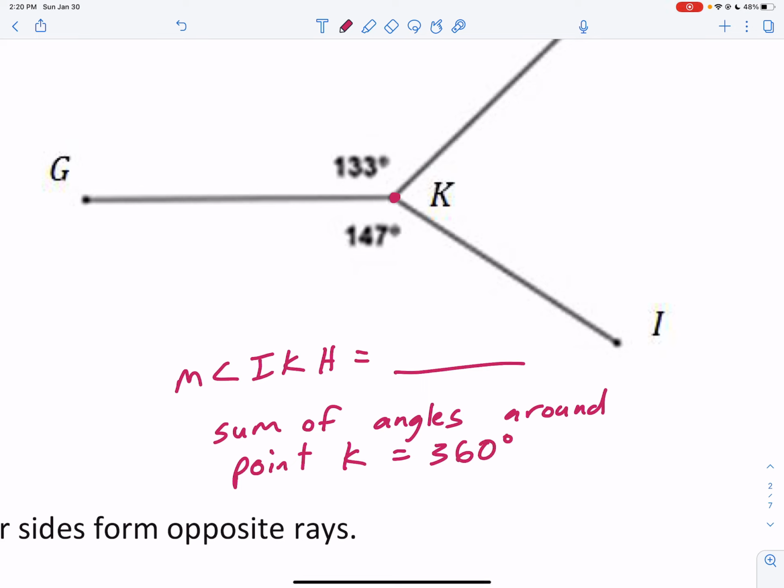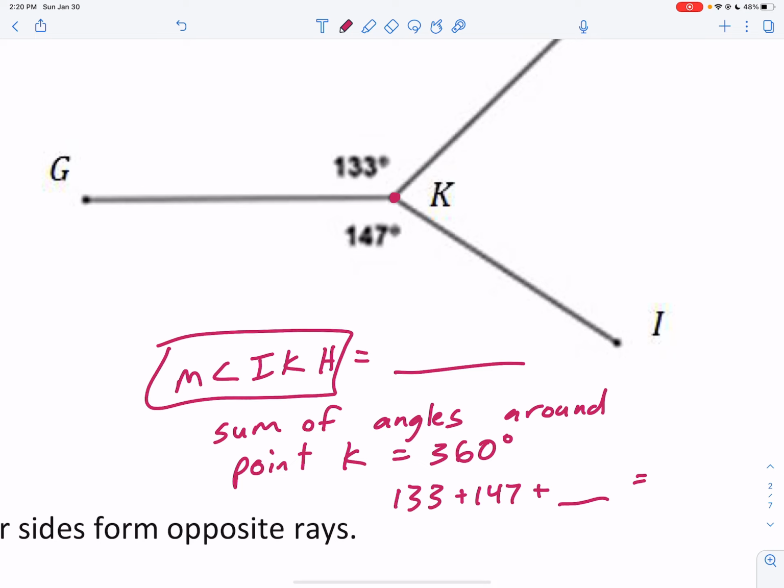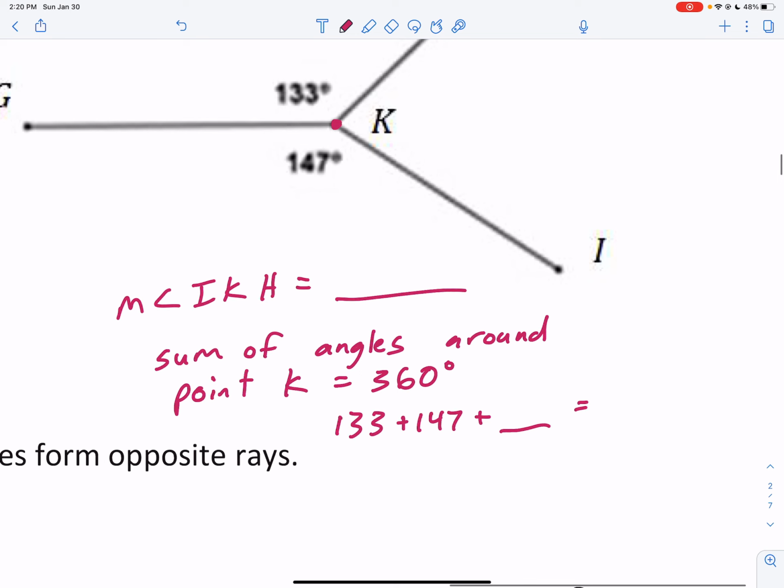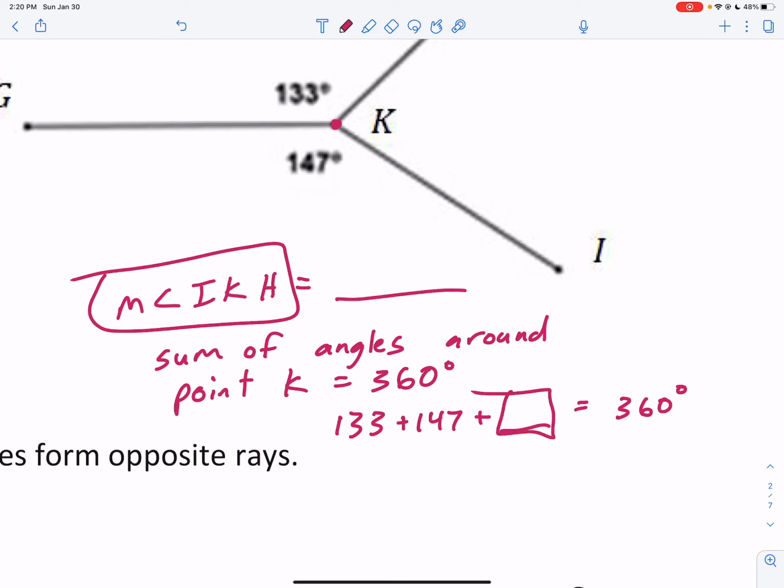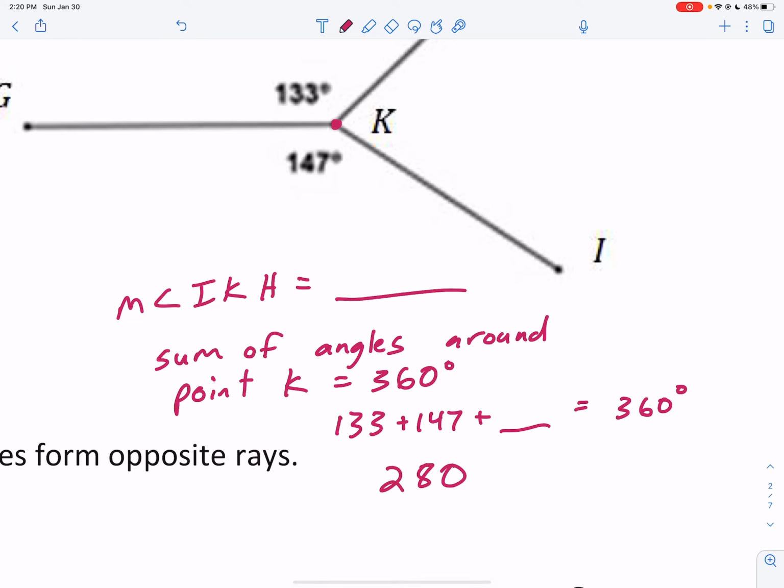So we can go ahead and say, all right, well, all of our angles around that point K: 133 degrees, I'm not going to write my degree symbol right now, plus 147 degrees plus blank, and it has to be equal to 360 degrees. So that blank is what I meant to say. So let's add them together. We have 7 plus 3 is 0. Carry the 1. 4 plus 3 is 7, 8. And then we have a 2 right there.